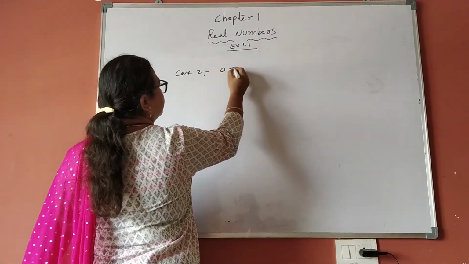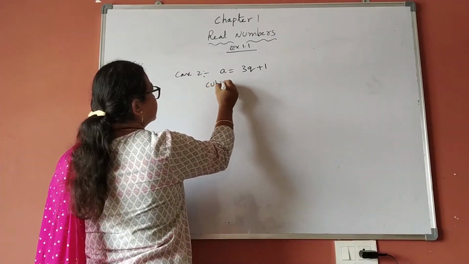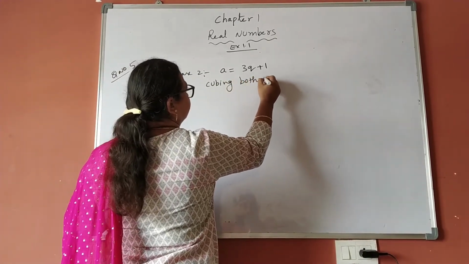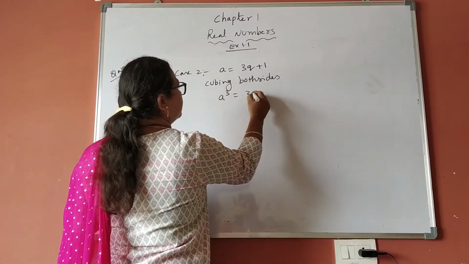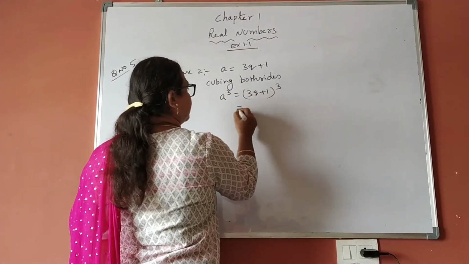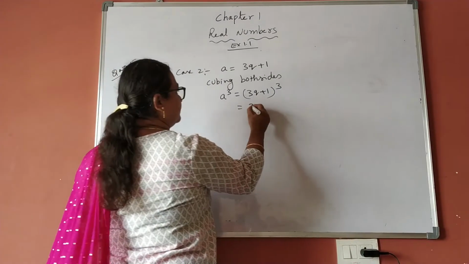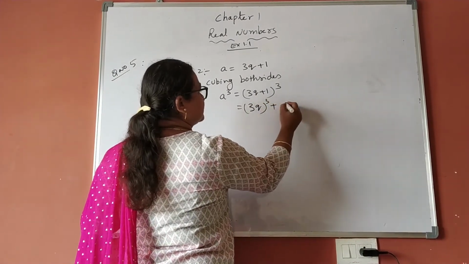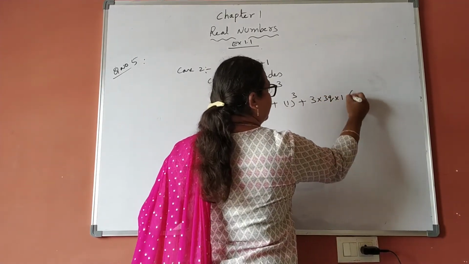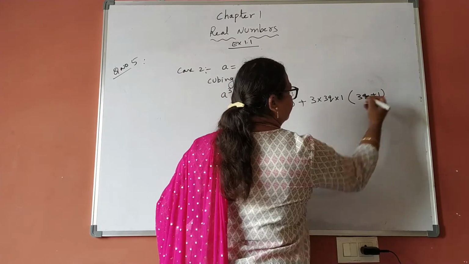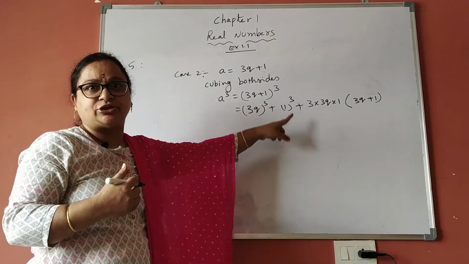Case 2, a is equal to 3q plus 1. Cubing both sides, a cube is equal to 3q plus 1 whole cube. It is in the form of a plus b whole cube. So a cube plus b cube plus 3ab into a plus b. This is the a plus b whole cube formula, children.